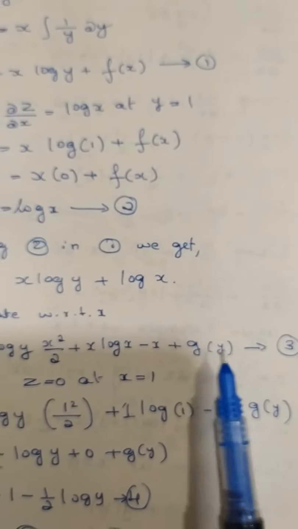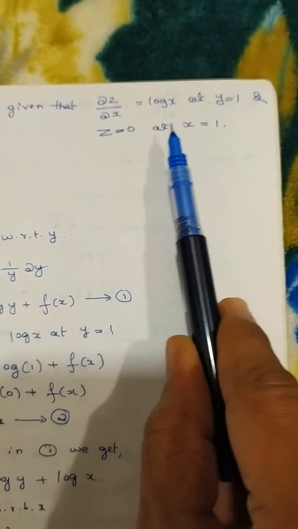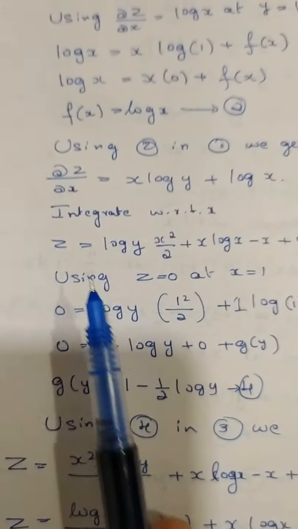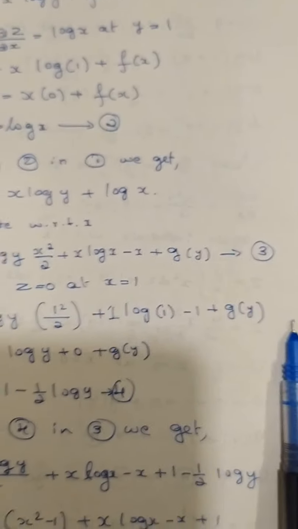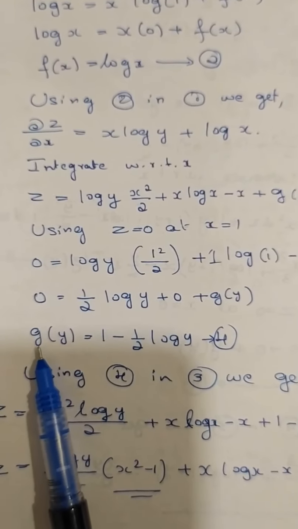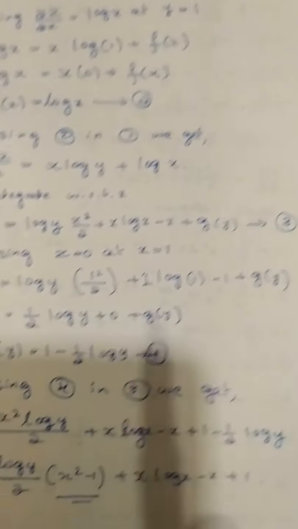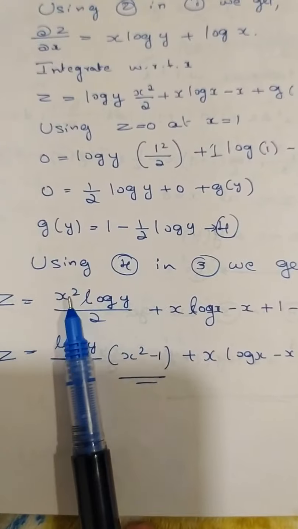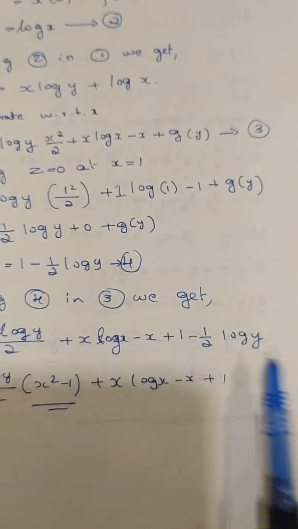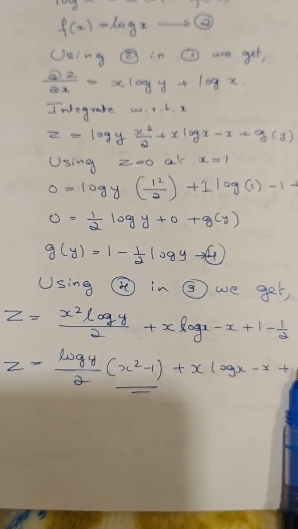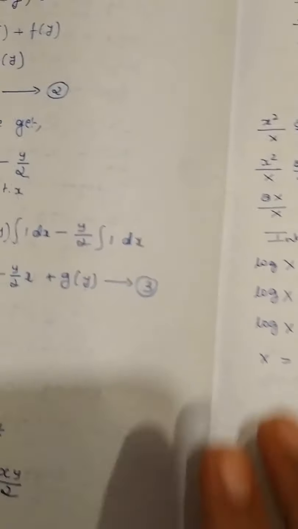What is g of y? Integral constant. Okay. Now find this g of y using the next condition, that is z is equal to 0 at x is equal to 1. Now on the left hand side, z is equal to 0, log y, put x equal to 1, and so on. Then finally we get g of y is 1 minus 1 by 2 log y. Now substitute here. Then z is x square by 2 log y plus x log x minus x plus 1 minus 1 by 2 log y. Then finally we get this is the solution for the given PDE. Okay. Next one.